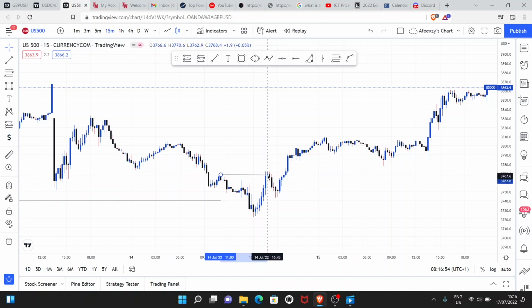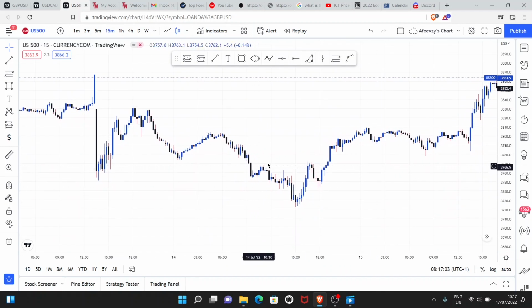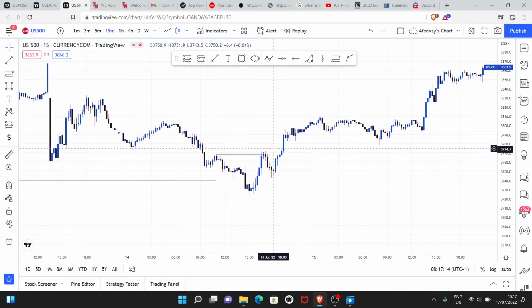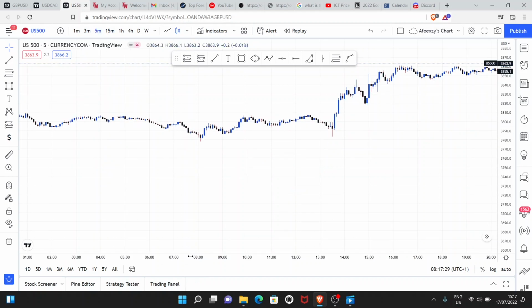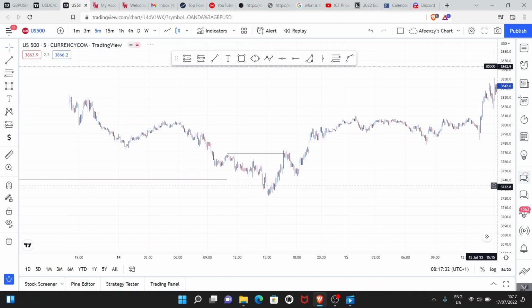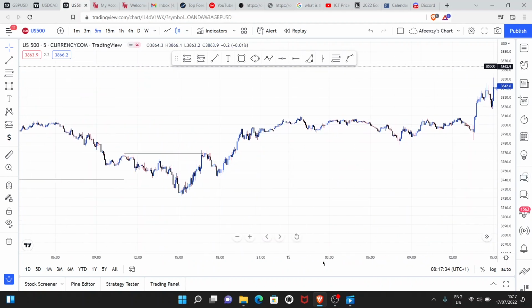And on 15 minutes, okay, this is a structure change. And on 15 minutes, there's nothing that clear, but I can see the structure change. Though it looks like a liquidity grab on 15, but I know it's a structure change. Here, definitely, I'll be looking for buy opportunities. When taking my entry, I go as low as 5 minutes to check the entry.